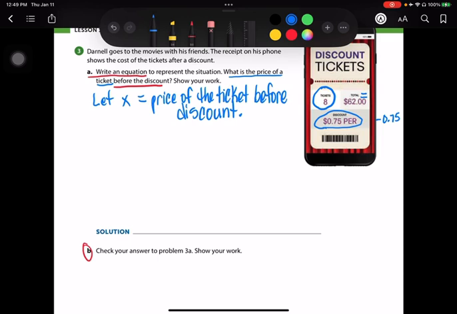Since we already identified the ticket as the variable x, we can now set up this equation. How many tickets were purchased? 8 tickets. So we're going to put 8, and in parentheses, we're going to write the price of the ticket, which is x, and the discount, minus 75 cents, equals the total cost paid, which was $62.